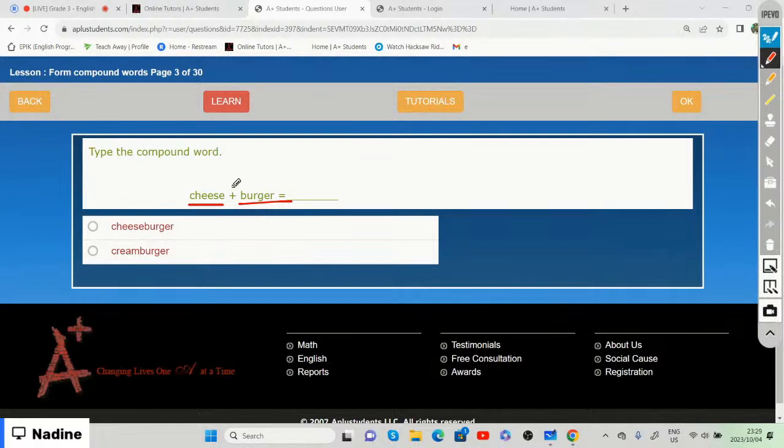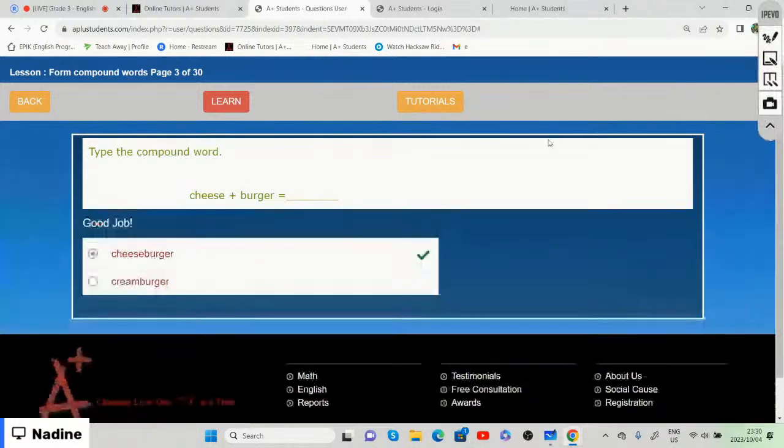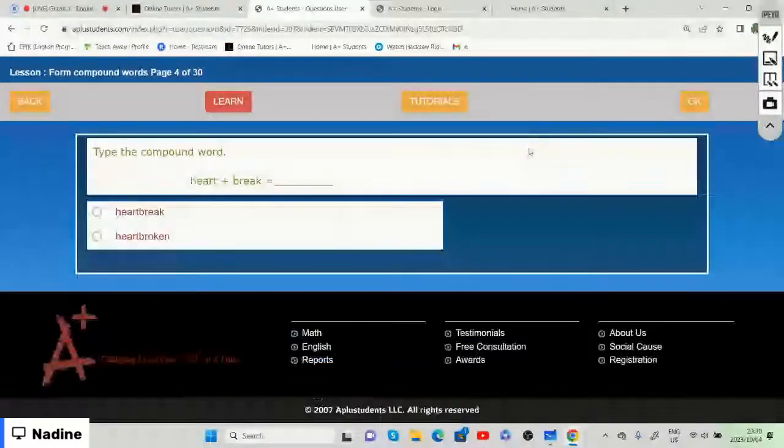So we have cheese plus burger. Is it cheeseburger or cream burger? If we type the compound word of cheese plus burger, and then we will choose the first option, which is cheeseburger. So cheeseburger is a cheese plus burger. So well done. Yes, well done, cheeseburger.